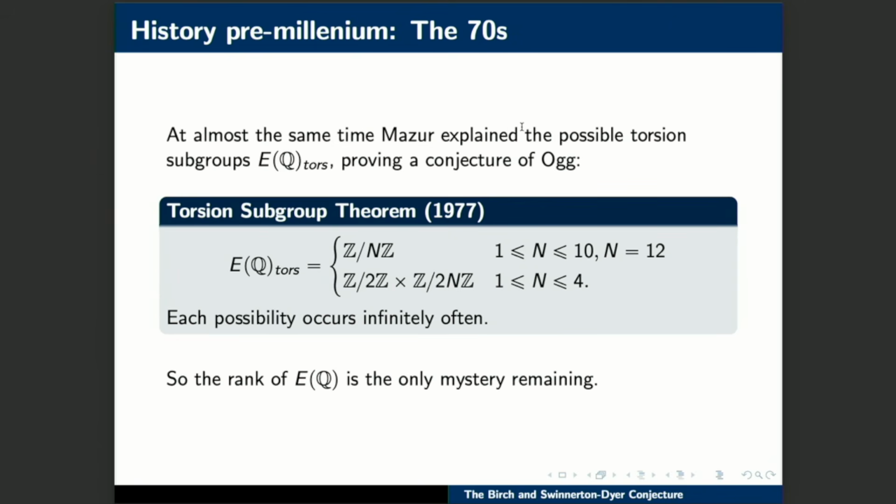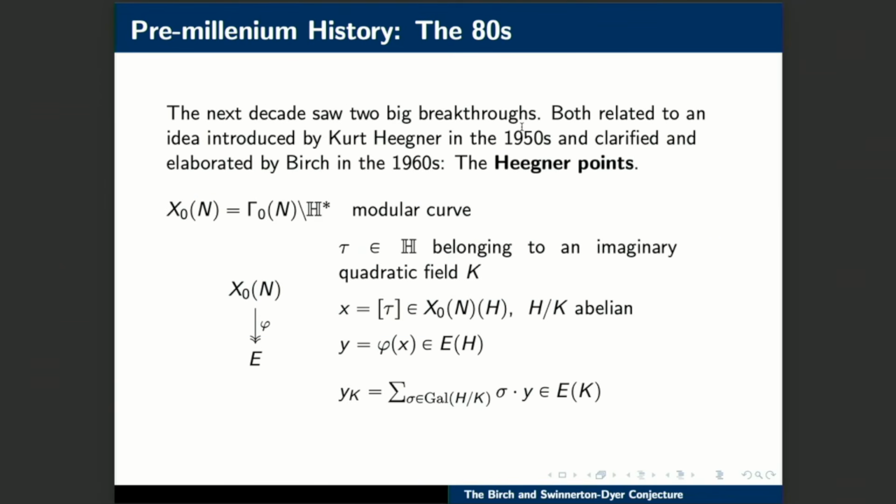At the same time, Mazur proved a well-known theorem where he proves a conjecture of Ogg, perhaps also even of Poincaré, about what the torsion subgroup can be. And so that became fully understood. And so the rank, the question of whether or not there are infinitely many rational points, becomes the only mysterious part of the set of rational solutions on an elliptic curve. All right, so that was the 70s.